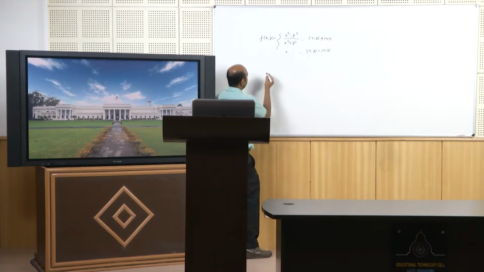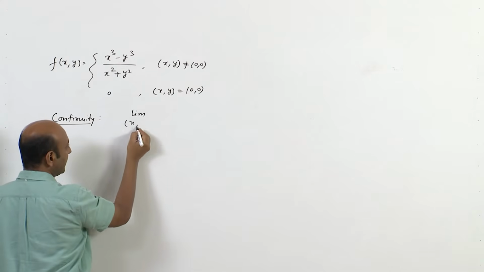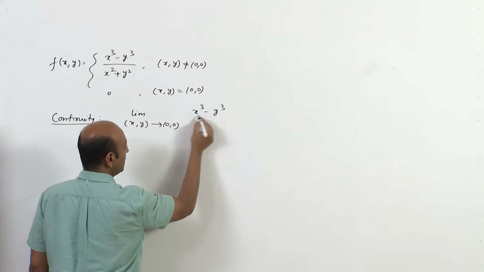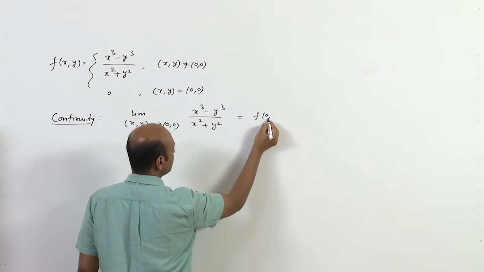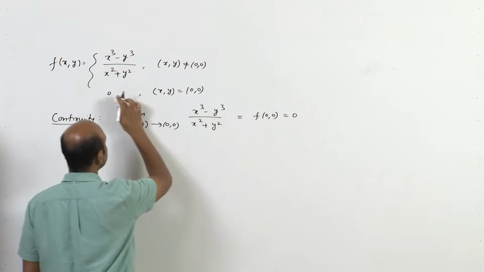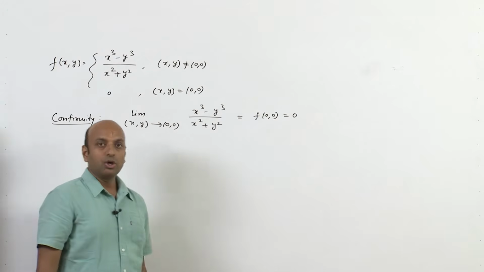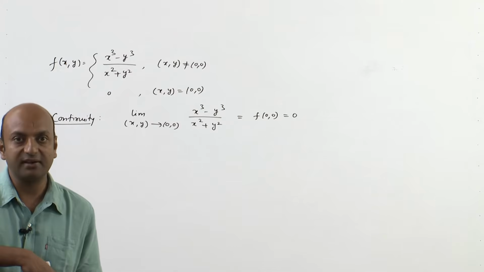So, the first part is continuity. For continuity at (0, 0), what do we have to show? We have to show that the limit as (x, y) tends to (0, 0) of (x cube minus y cube) upon (x square plus y square) should be equal to f at (0, 0), which is 0. So, this is what we need to prove for continuity. Now, how can we show that this limit exists and is equal to 0? In order to prove this, we have to use the delta epsilon definition.